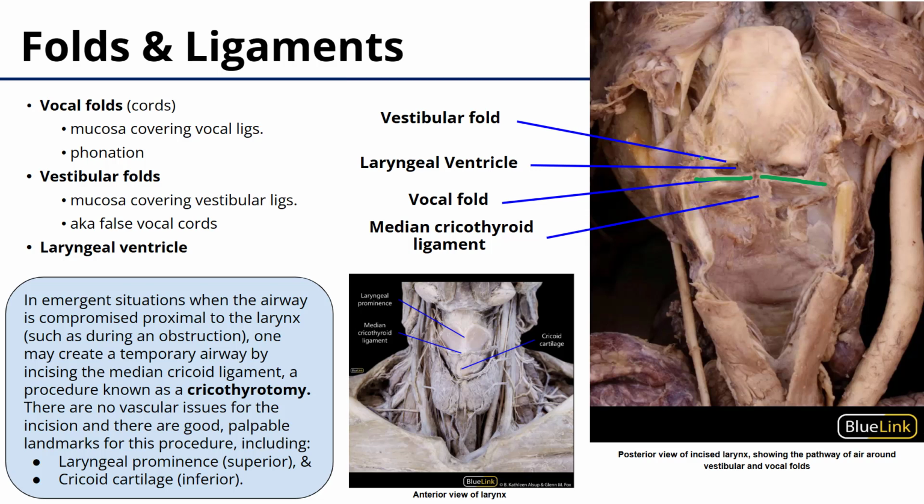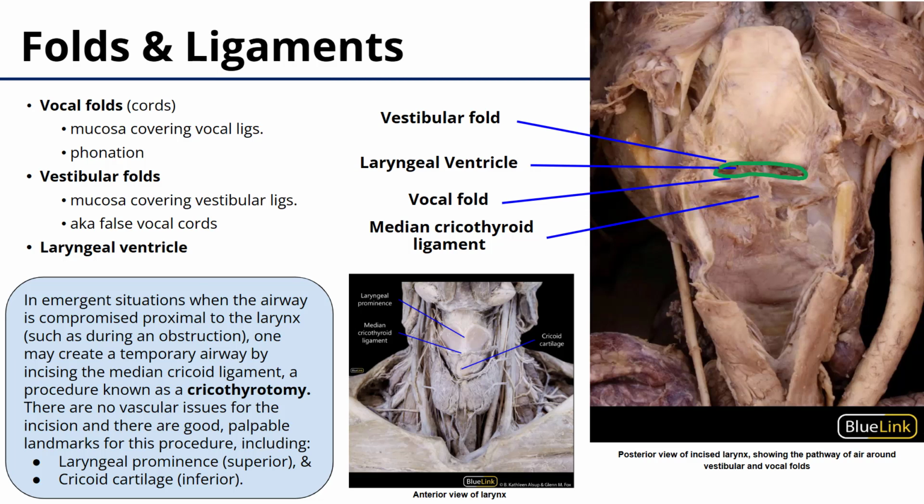Superior or proximal to those, there are also vestibular folds that run between the arytenoid cartilage and the thyroid cartilage. These are also known as false vocal folds. But they can vibrate. So if you've ever heard of throat singing, that sound is courtesy of the vestibular folds. Between the vestibular and vocal folds, we have an area known as the laryngeal ventricle. So that is just an empty space there.